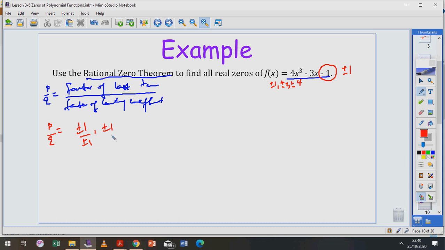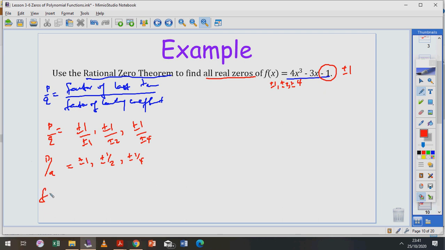So all plus or minus 1 over plus or minus 2, all plus or minus 1 over plus or minus 4. Now my list of possible zeros is plus or minus 1, plus or minus 1/2, and plus or minus 1/4. That's my list of possible values. Since these are the possible ones, this question wants me to find all the real zeros. What I'm going to do is start substituting each of these into that polynomial, into f of x, to figure out which ones are real.